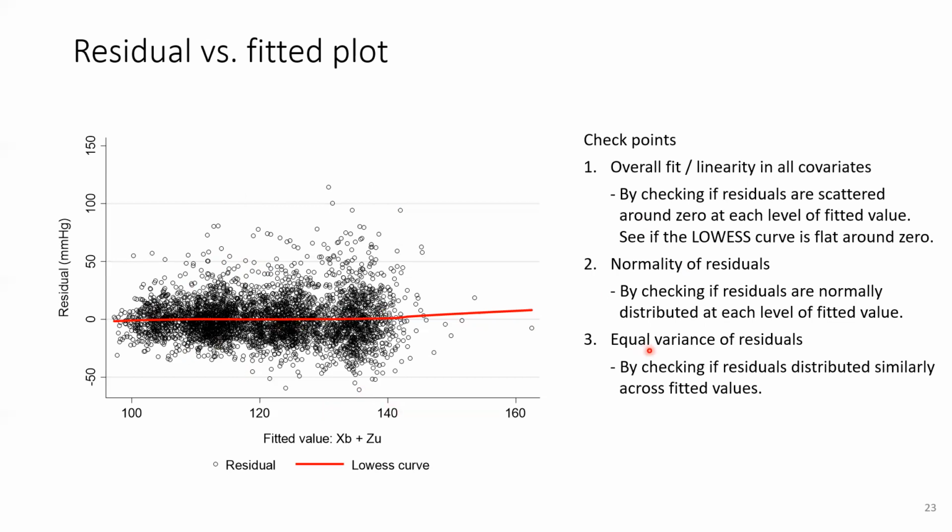And equal variance of residual, by checking if the residuals are scattered similarly across fitted values. I think it's okay. And sometimes we may see a funnel type, like at lower fitted values we see small variability, and then at higher levels of fitted value we may see higher variability. And in this case, we may have to do something else. But in this case, we can assume that they are distributed evenly across all fitted values.